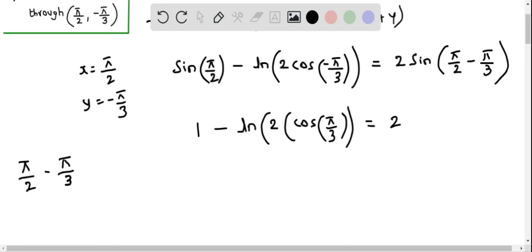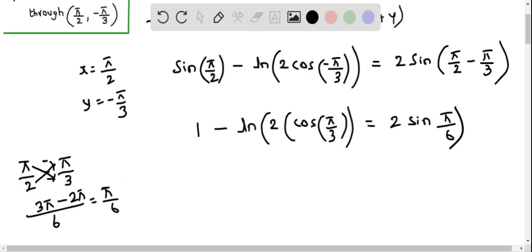Here we have a common denominator of 6. In fact, we can do the multiplication like this: 3 times π is 3π and 2 times π is 2π. In between we had a negative, so I put a negative. So 3π minus 2π is π, and this is over 6. So it is sine of π/6.